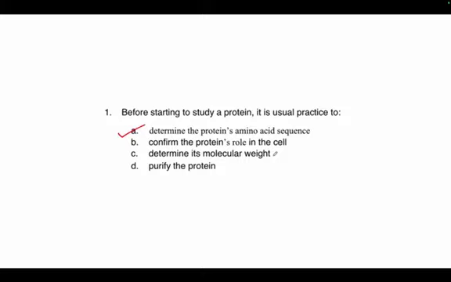Once we know how to identify a protein, we can do other things like confirm its role, okay, try to overexpress it, try to purify it, and so on. But the most basic information is we should know its sequence.